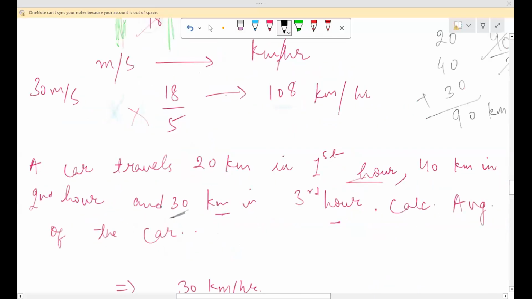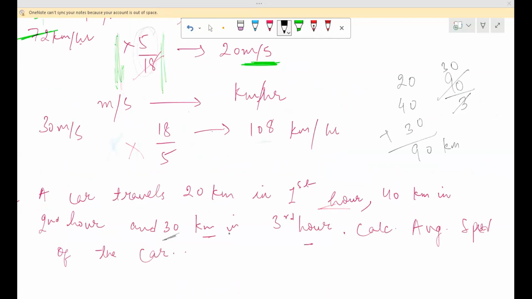ये देखो. A car travels this much in first hour, this much in second hour, and this much in third hour. Calculate average speed of the car. Average speed का formula दे रखा है. Write the formula. Okay.